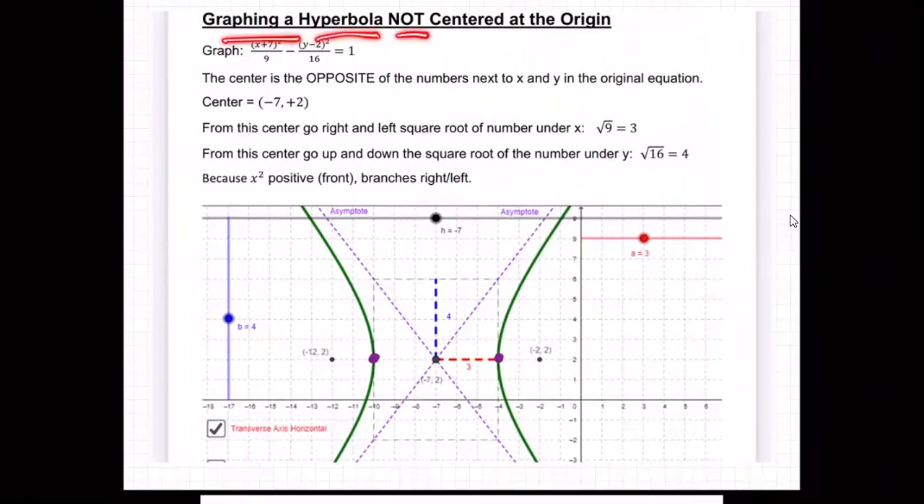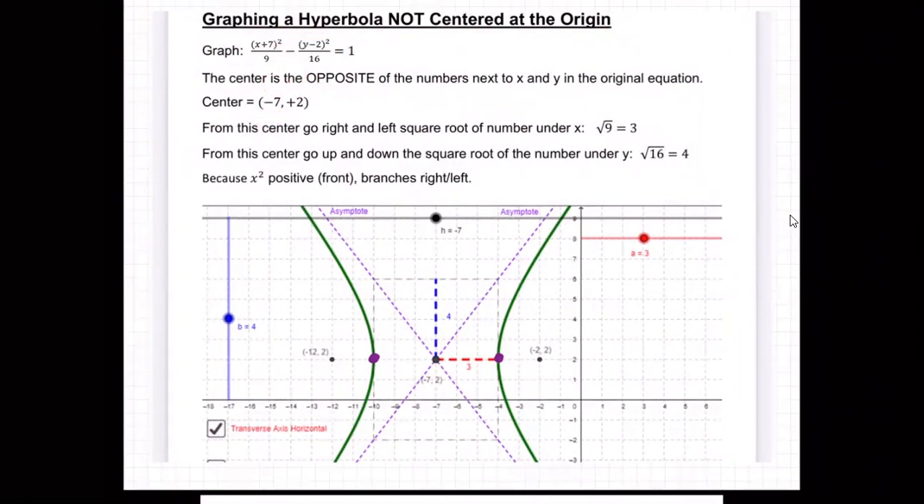Graphing a hyperbola not centered at the origin. So how do you graph a hyperbola not centered at the origin? Well, the center is the opposite of the numbers next to x and y in the original equation. See how we have a +7 next to x, and the center is actually -7, and a -2 next to y in the original equation, and the center is actually, the y value is +2. It's opposite, right?